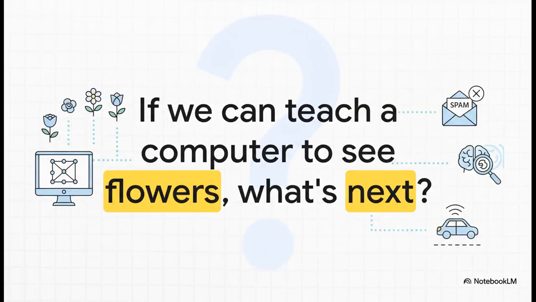And that really makes you wonder, right? I mean, yeah, we just taught a computer to recognize flowers, which is cool. But this exact same process, this simple pattern of load, split, fit, predict, it's the same process used to teach a computer to spot spam in your inbox, to identify diseases in a medical image, or to tell a self-driving car the difference between a pedestrian and a lamppost. The only thing that changes is the data. So, if we can teach a computer to see flowers, what are we going to teach it to see next?